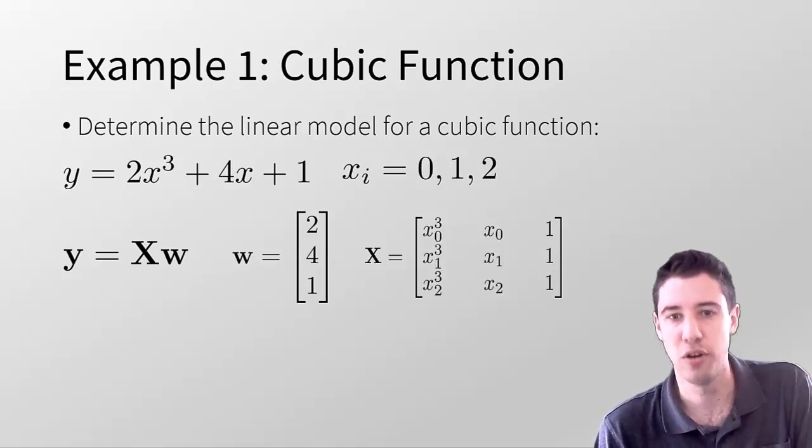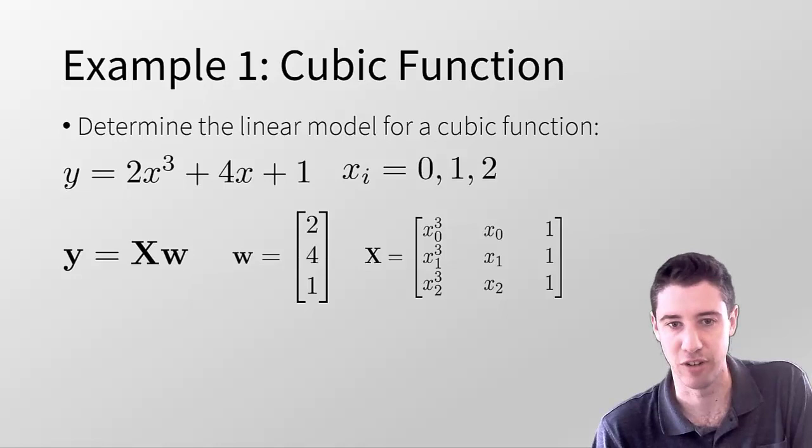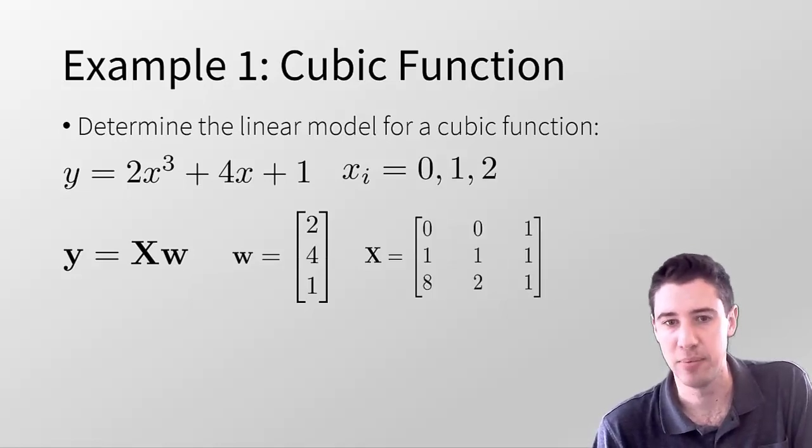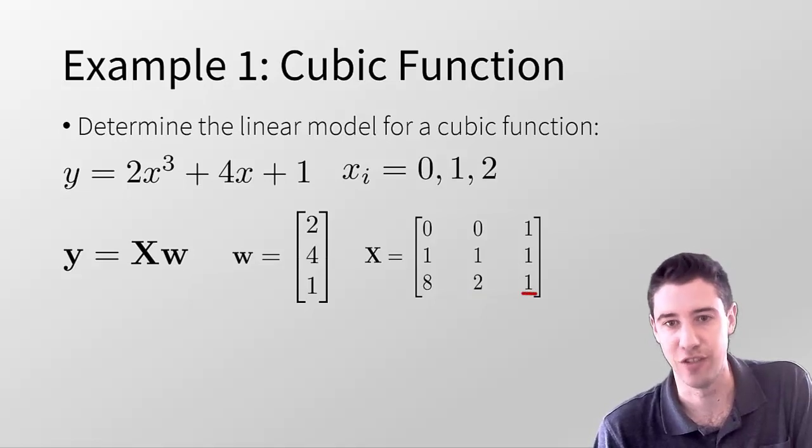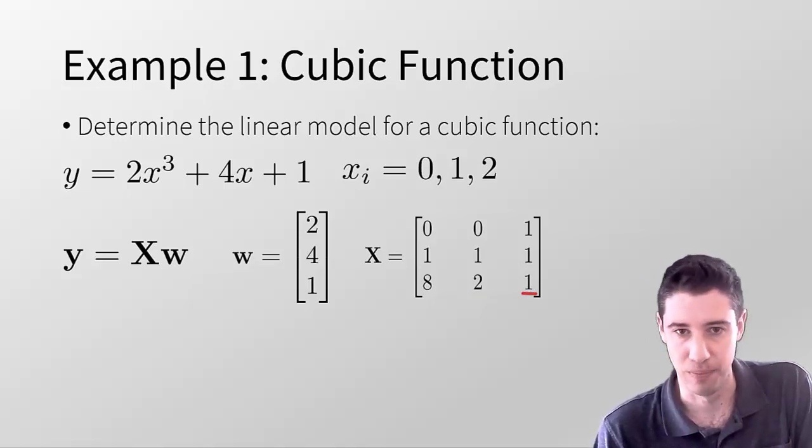So if we put in all the rows, we can see our final input matrix. Finally, we can substitute in our inputs. As an example of this substitution, we'll focus on the bottom row. Our value of x is 2, so the first element of our input will be 2 cubed, which is 8. The second element is just x, so it'll be 2. And the final element is the value for the constant, which is set to 1 for each row.